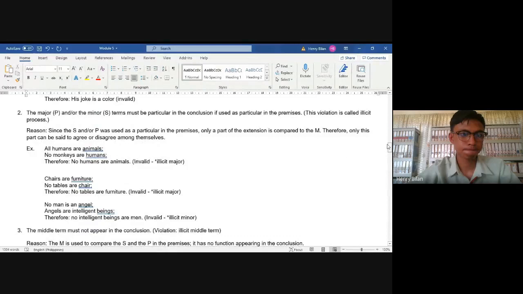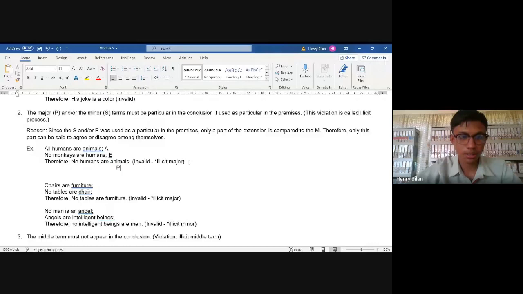Balikan nga natin itong halimbawa. Try to understand this. A, E. Animals is our middle major term. Yung P natin, PU. Kasi universal siya. Ito naman, SU, universal din ito, no humans. Ah, mali nga ito. Parang naulit na yun, dapat monkeys ito. Sabi monkeys. Yan.